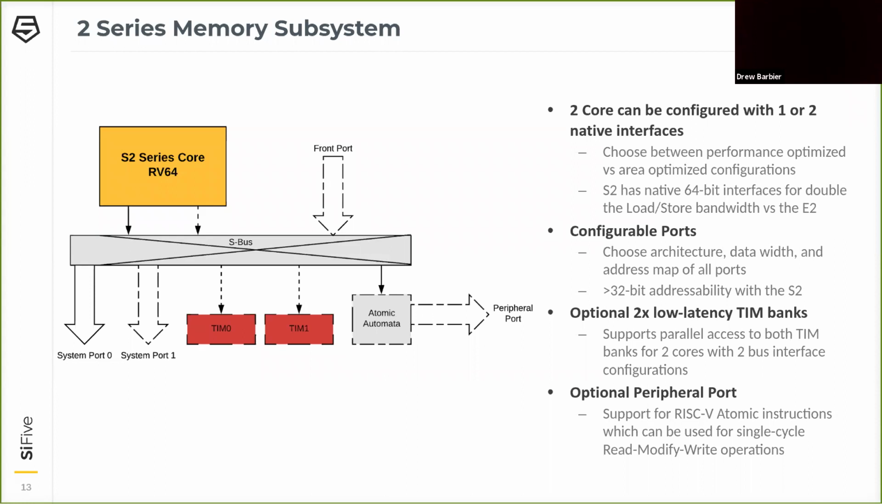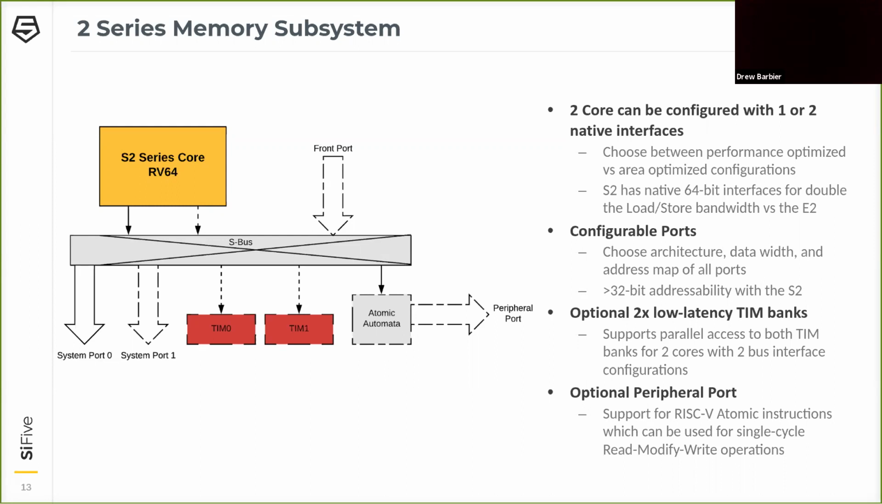But you have the ability to add a second core interface to the 2 series cores. And with the 2 core interfaces, this gives instructions and data separate interfaces to the outside world. So with the 2 interfaces, it adds additional area, but with that area comes additional performance as well. And we'll look at benchmarks in a few slides.